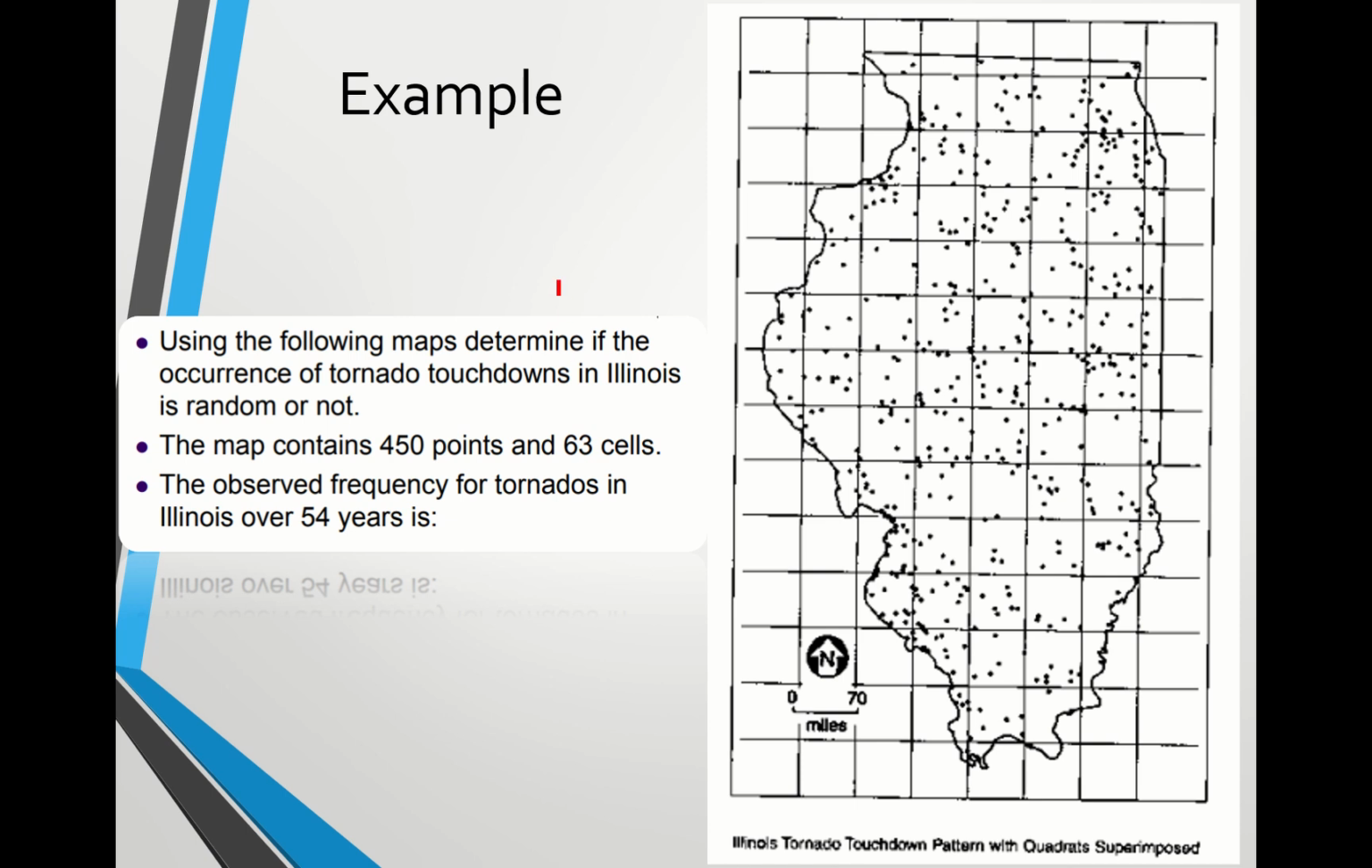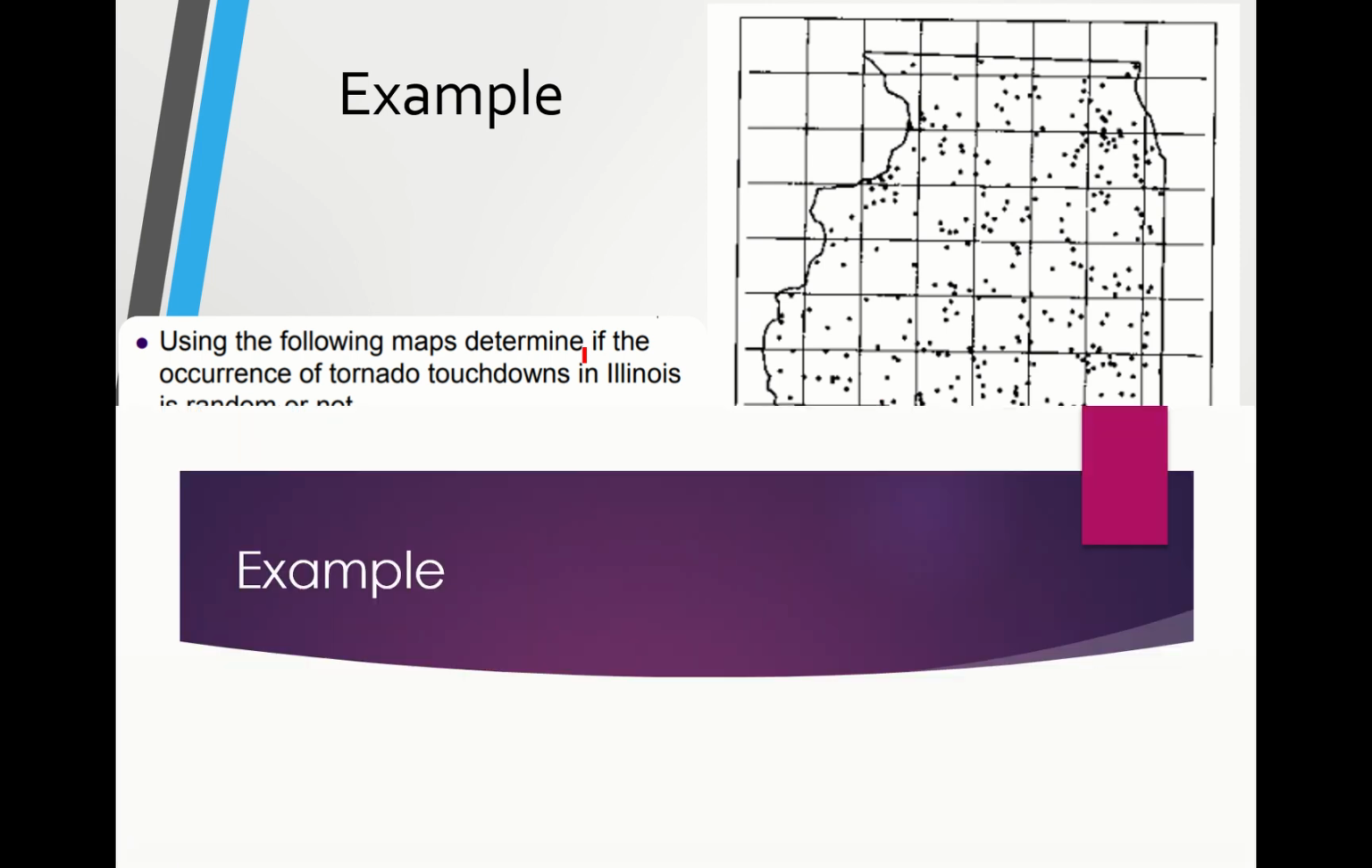So an example here, imagine you're interested in determining whether the spatial distribution of tornado touchdowns in Illinois is random or not. And to do this assessment, you have 450 tornado touchdown points, and you have 63 grids or quadrants in this case. So basically what you'd be doing is comparing the variation of the number of touchdown points within each of these quadrants to see how much they vary or not.